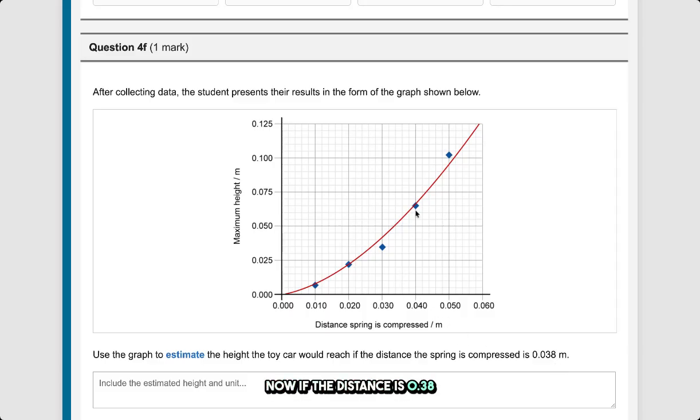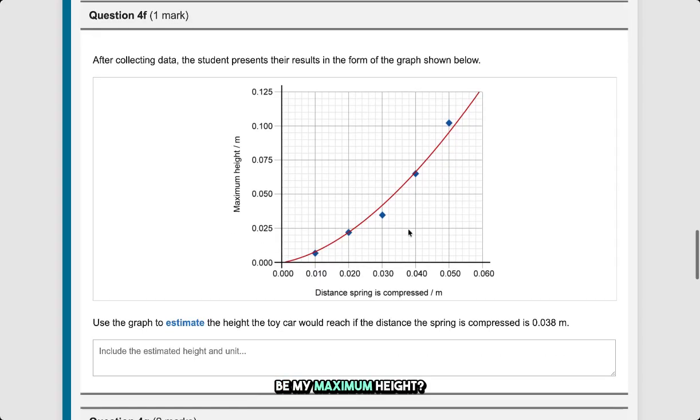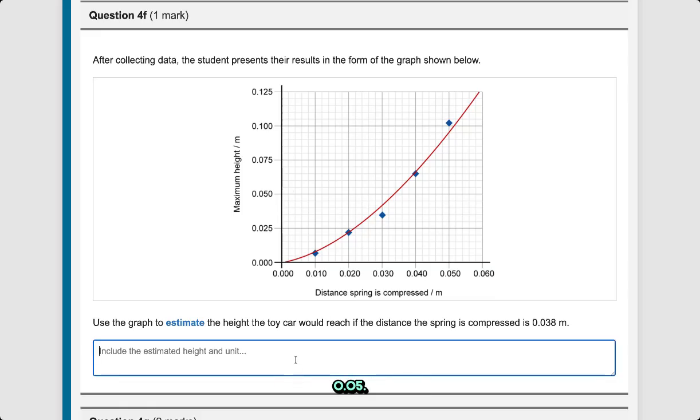Okay, now if the distance is 0.38, what will be my maximum height? You have to check here what will be my maximum height. 0.38, 1 2 3 4. If it is 0.38, my maximum height is going to be approximately somewhere near this point. So it's going to be 0.0, 1 2 3 4 5. Each step is 5, so 3, it's 0.056 meter is the answer here.